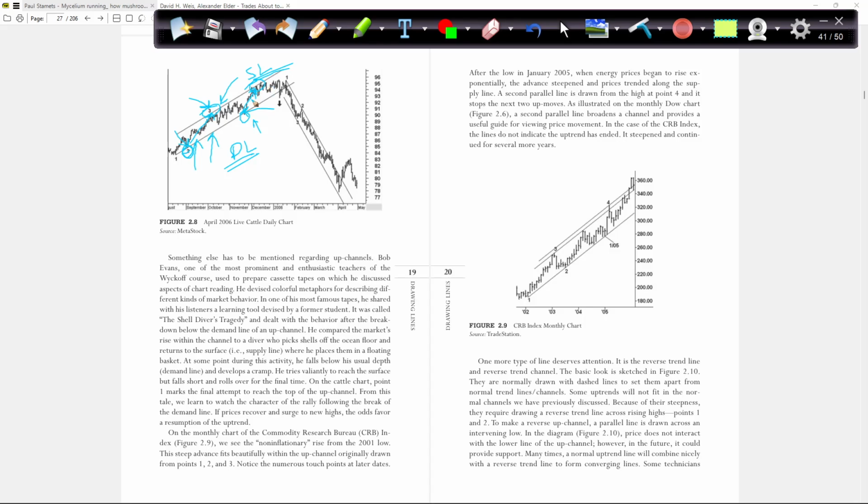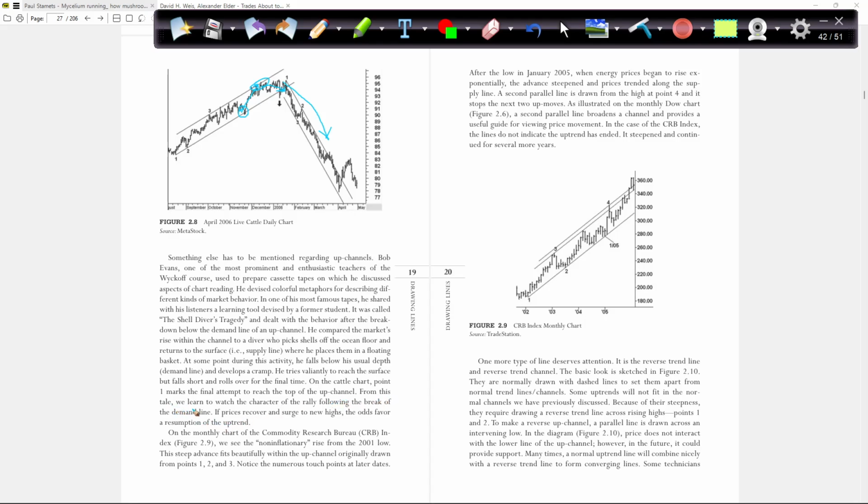So yeah, he tries valiantly to reach the surface but falls short and rolls over for the final time. On the cattle chart, point 1 marks the final attempt to reach the top of the up channel.